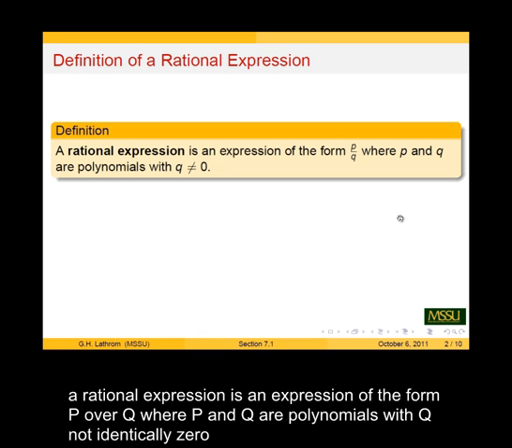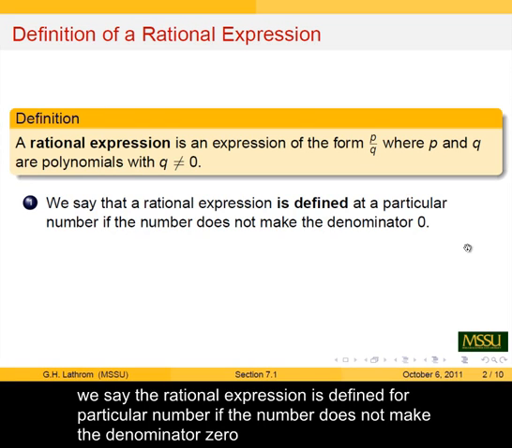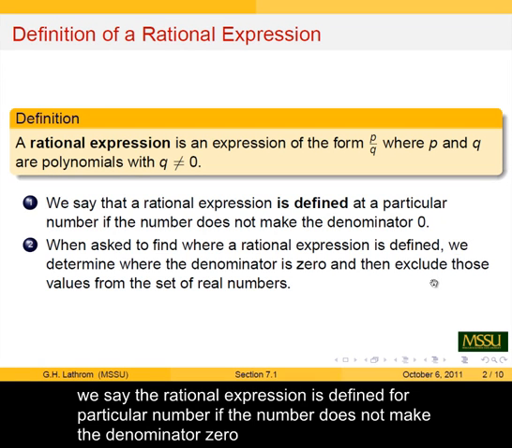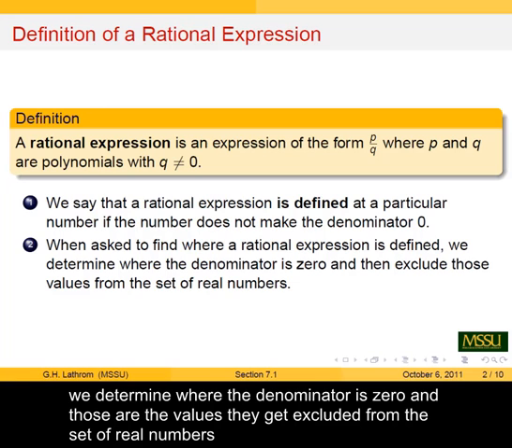A rational expression is an expression of the form P over Q, where P and Q are polynomials, with Q not identically zero. We say that a rational expression is defined for a particular number if the number does not make the denominator zero. When we ask where a rational expression is defined, we determine where the denominator is zero, and then those are the values that get excluded from the set of real numbers.